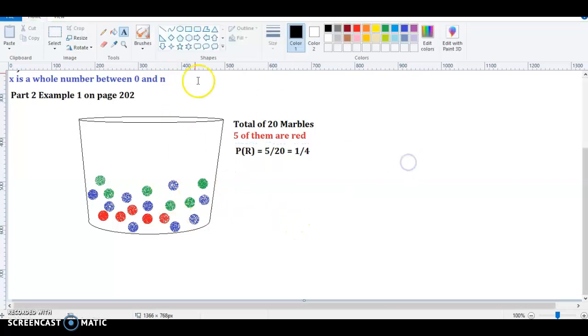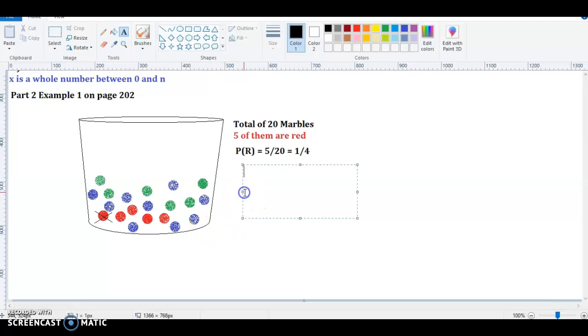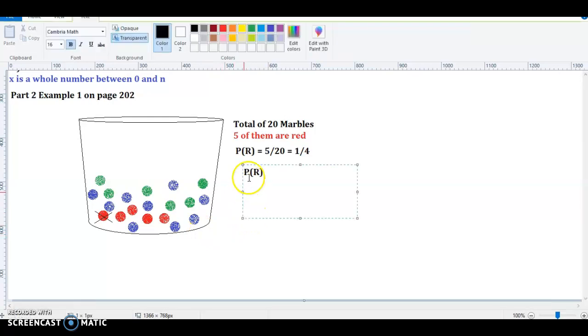But remember, when we select that marble, we don't replace it, so we take it out. That means we have 1 fewer red marble to select from, and 1 fewer marble in total. So now we have 4 red marbles, and the total number of marbles in the jar is 19. What would be the probability of success on the next trial, when we take out another marble? What's the probability of selecting another red marble on the second one? You'll see that it's different. The probability changes now.